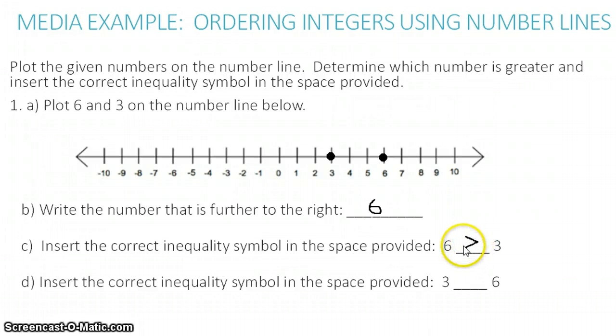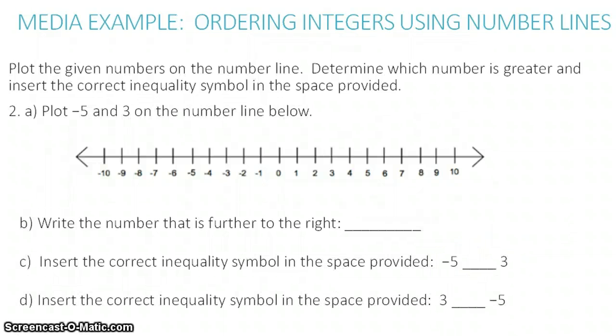So this symbol is spoken greater than. And if we reverse the order of the numbers and we wrote 3 first and 6 second, we would reverse the inequality symbol and say that 3 is less than 6. Notice we can read these in both ways. We could also say that for this one, 3 is less than 6. You can think of the smaller part of the inequality symbol as always pointing towards the smaller number. Let's look at the next one.